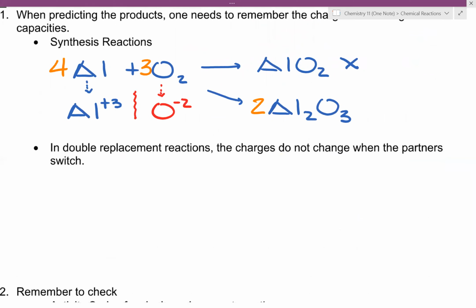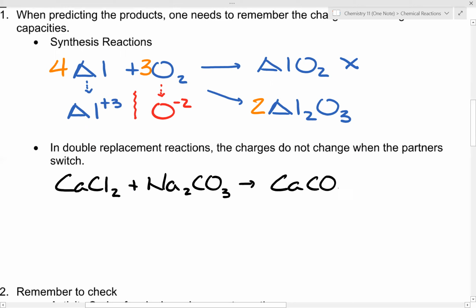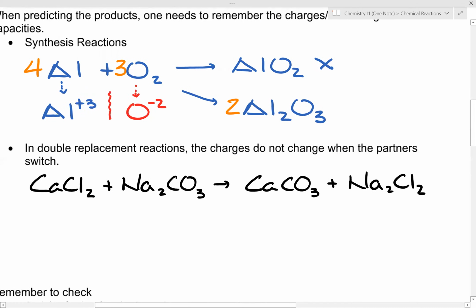Let me give you an example. Let's say we had calcium chloride and sodium carbonate. In double replacement reactions, remember they say you switch partners, but this is what some people do: they go, oh okay, CaCO3 and Na2Cl2. Again, this would be wrong.